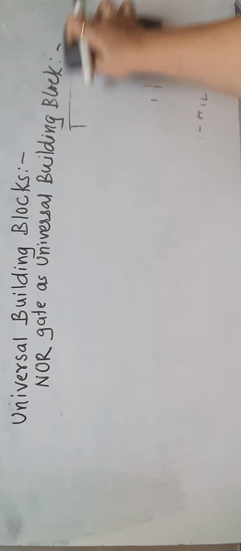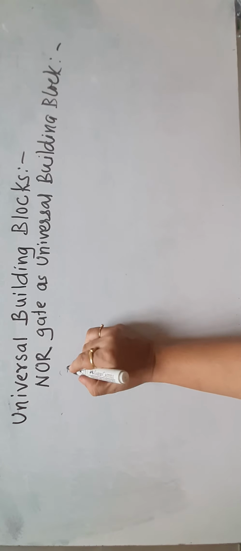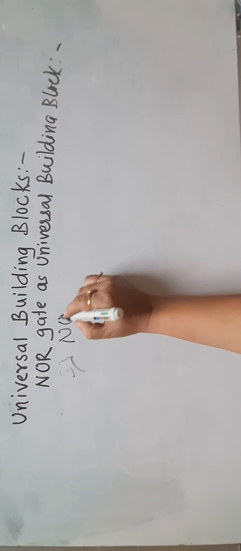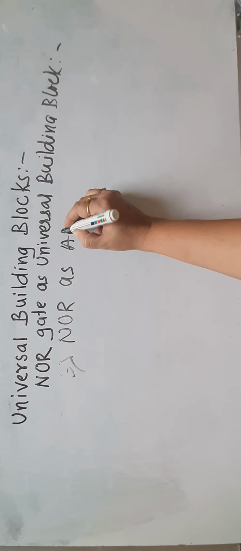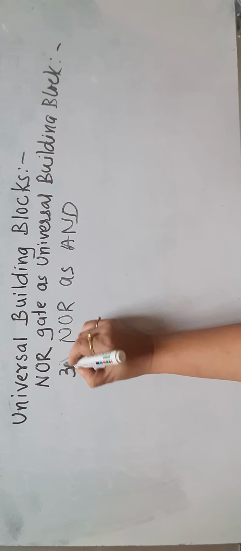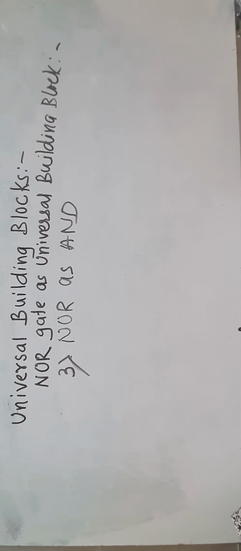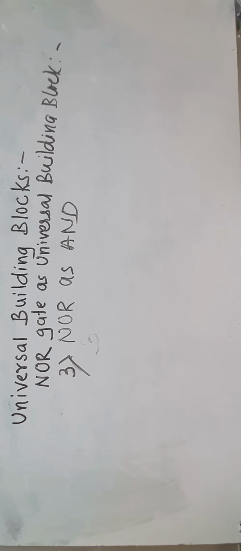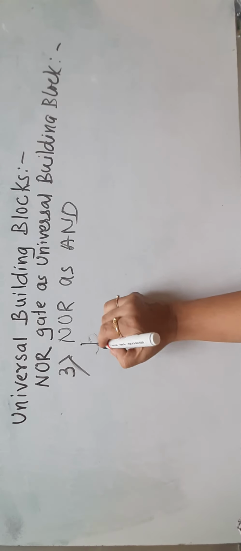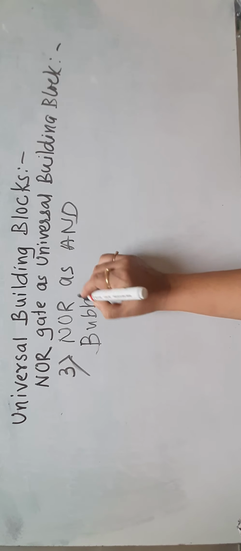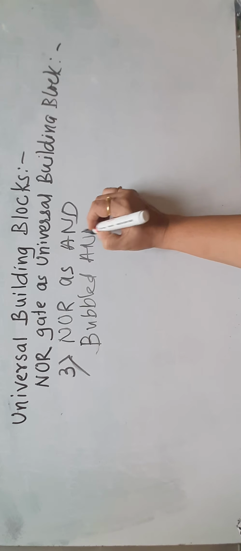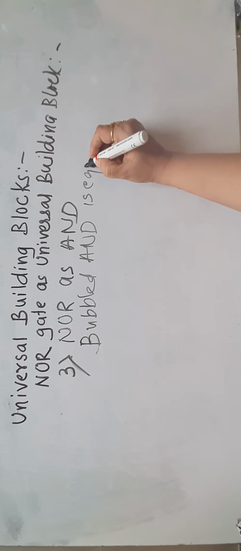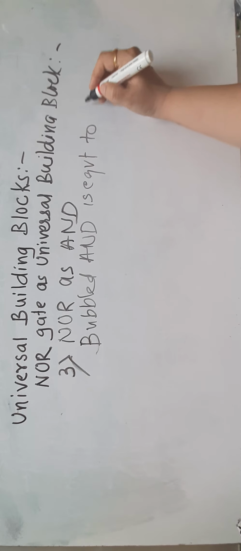Now the third gate is NOR as AND. We know De Morgan's theorem: bubbled AND gate is equivalent to NOR gate.